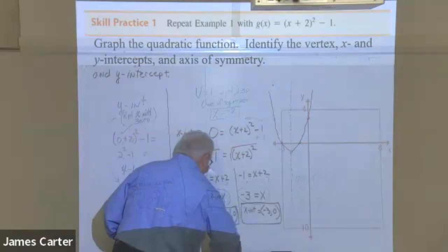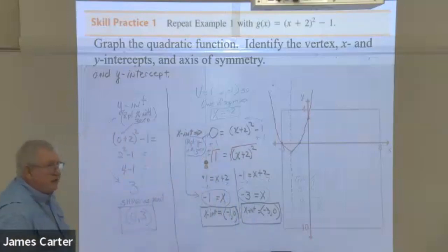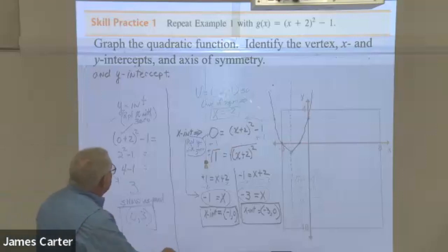Which brings up this batch of scribbles that I've previously done. Okay, basically I'm giving you this equation again. This is the solution to the previous problem. Here's where we replace to get the y-intercept. Same stuff we did before. Okay, so that's the y-intercept. Here's our vertex, same as before.